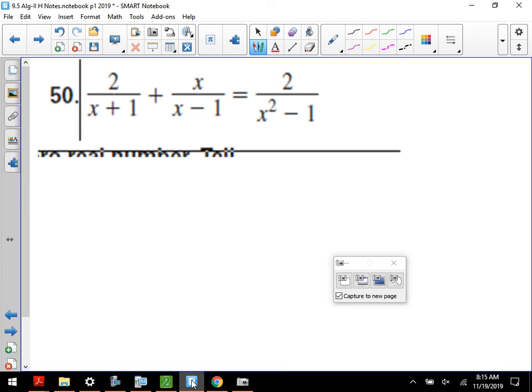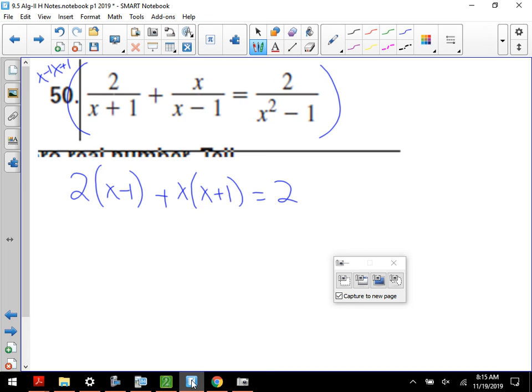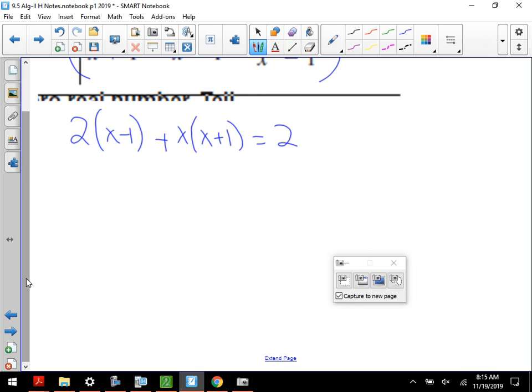The idea is you're trying to get rid of the fractions. What do you multiply by to get rid of it? Well, to get rid of everything, you got to multiply everything by x minus 1, x plus 1. Okay. First fraction has an x plus 1, it needs x minus 1. So you get 2, x minus 1, x plus 1 equals 2. Distribute and solve.